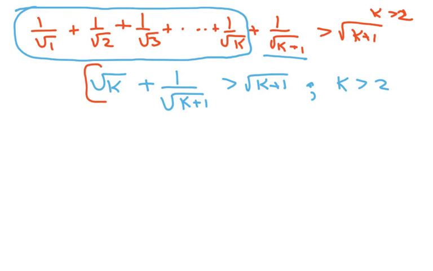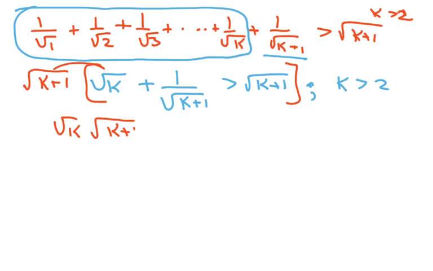Now what I'm going to do is multiply everything through by square root of k plus 1, just to simplify this. When you multiply this, you're going to get square root of k times the square root of k plus 1, and then plus 1. Because these will cancel, when you multiply these two, that would be square root of k plus 1 squared. So that's going to get rid of the radical. So let me write it again.